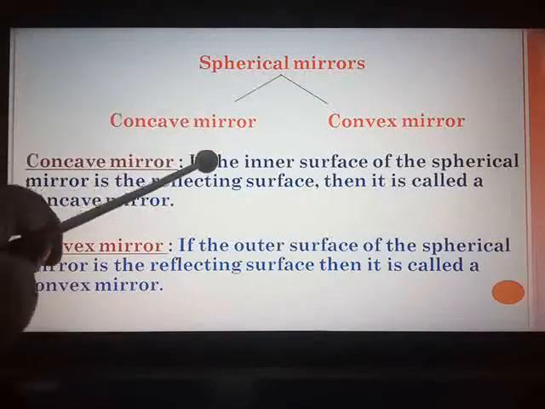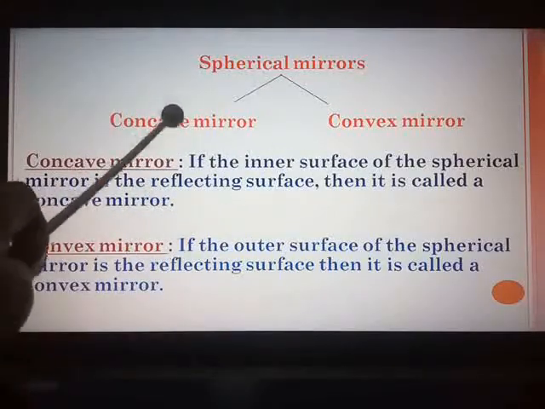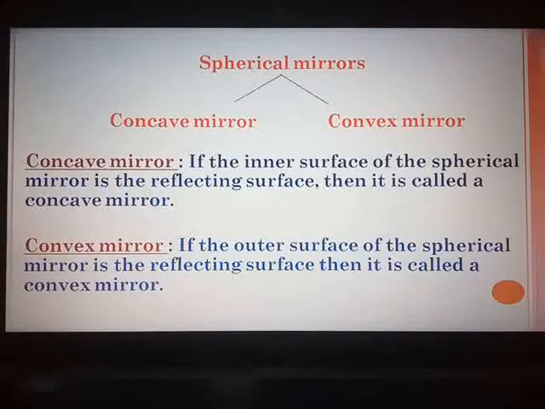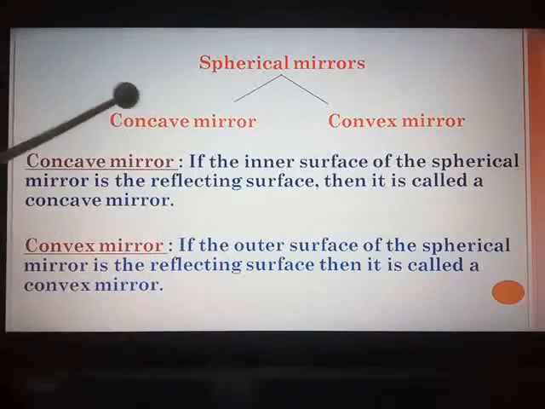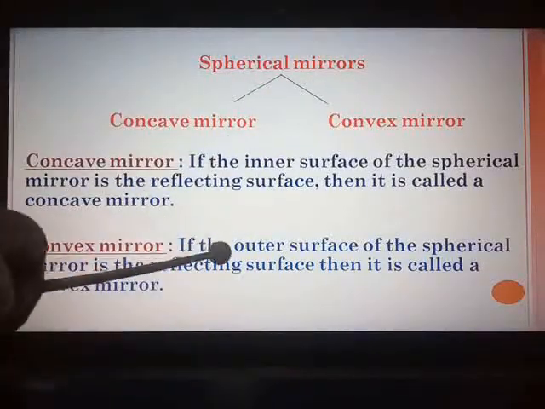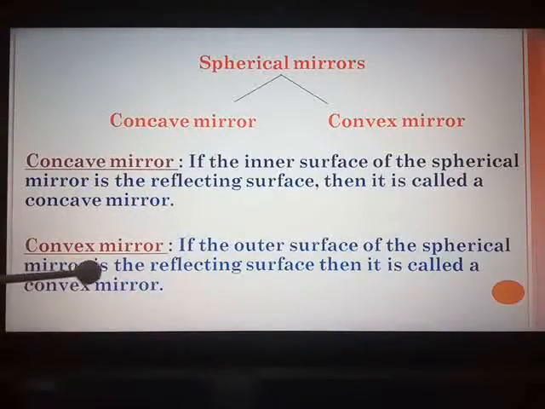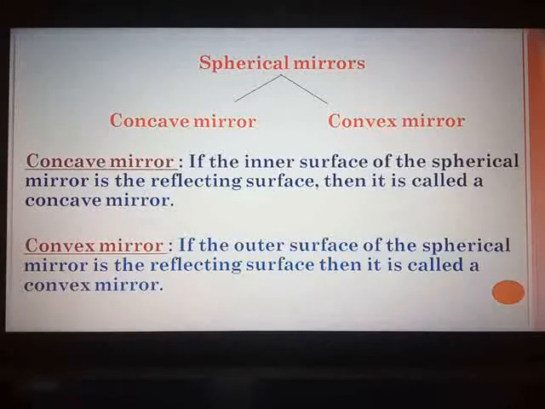Concave: the inner surface of the spherical mirror is the reflecting surface. Remember the word cave. You know the shape of a cave. So when it is like a cave, it is a concave mirror. If the inner surface of the spherical mirror is reflecting, then it is called a concave mirror. On the other hand, convex: if the outer surface of the spherical mirror is the reflecting surface, then it is called a convex mirror.